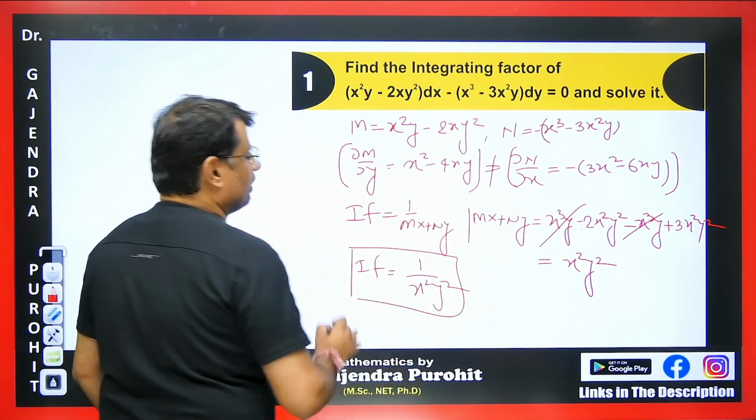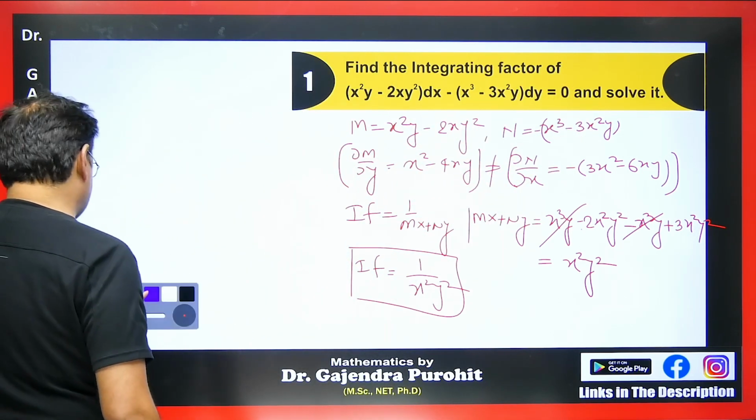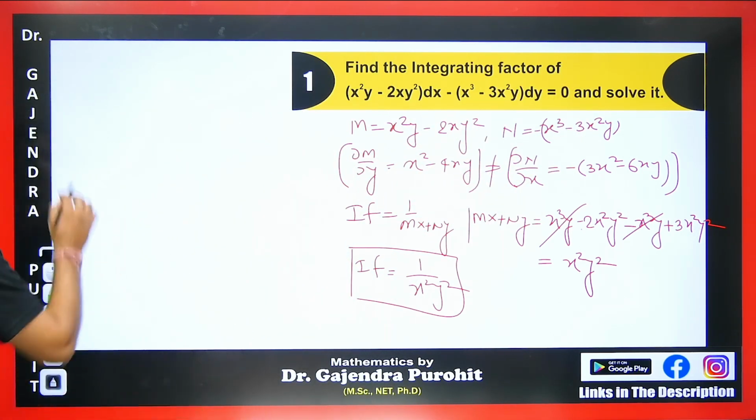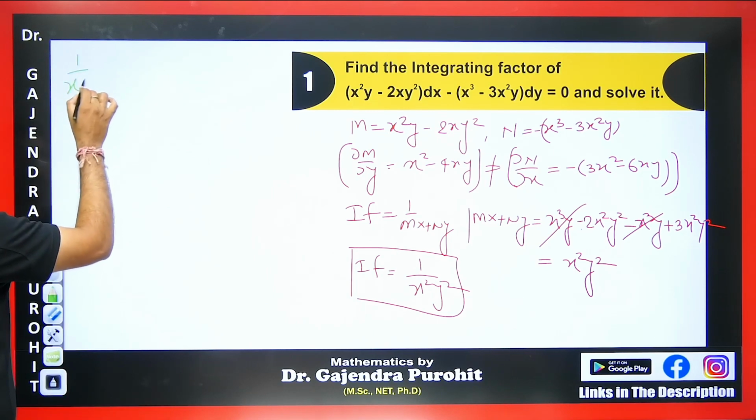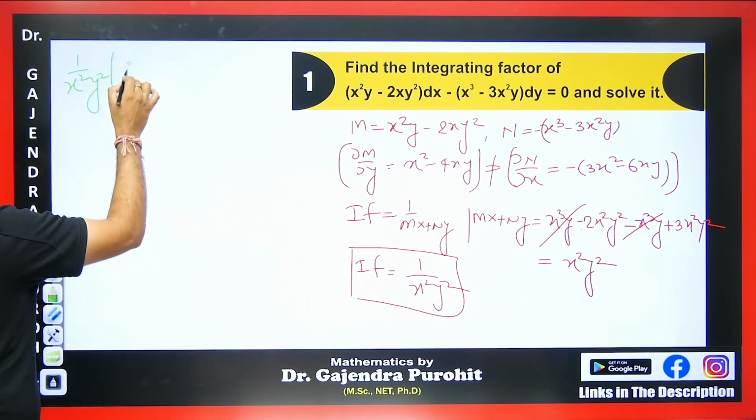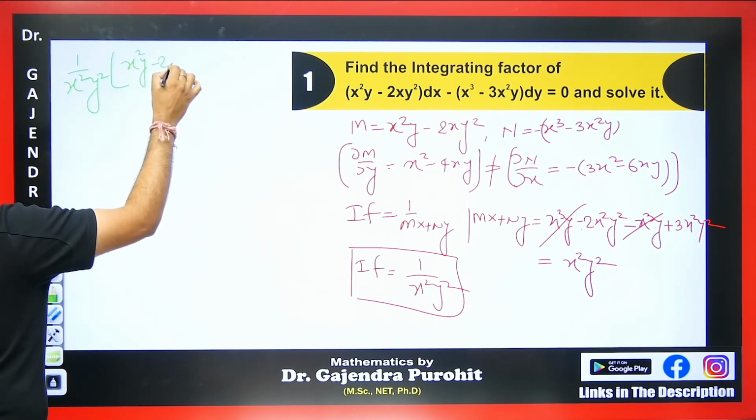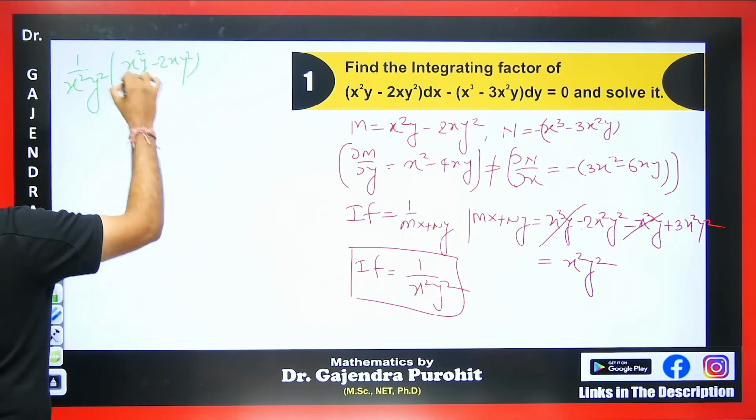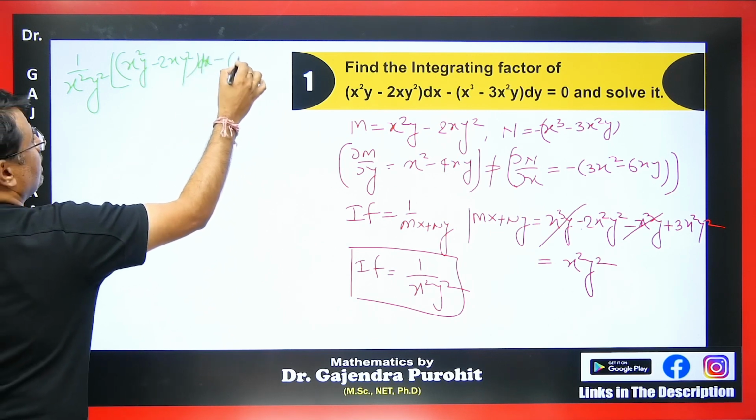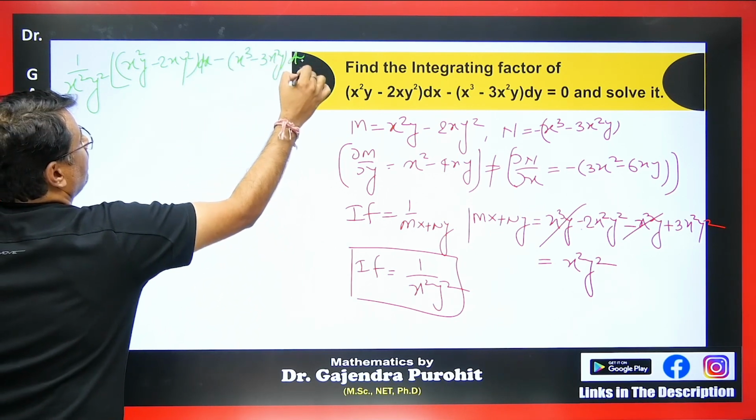Now let's multiply this integrating factor with this equation. Now let me change the color so that you can understand things better. What will we do here? This value 1 upon x square y square, I will multiply this with this equation. And this will be x square y minus 2xy square dx here, right? And minus, we will get the value as x cube minus 3x square y, dy is equal to 0.